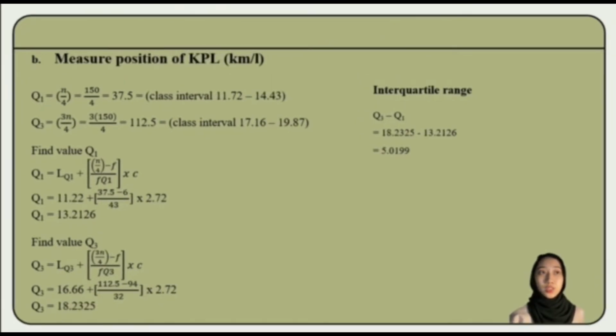Next is the measure of position of KPL, which is the first quartile. The class interval is 11.72 to 14.43, and the class interval for the third quartile is 17.16 to 19.87. The value for the first quartile for position of KPL is 13.2126, and the value for the third quartile is 18.2325. The interquartile range for KPL is 5.0199.